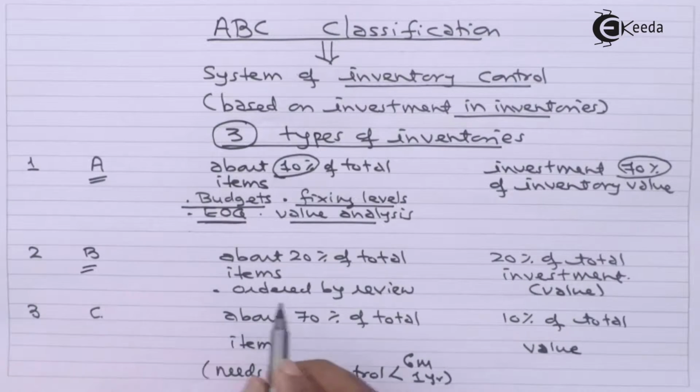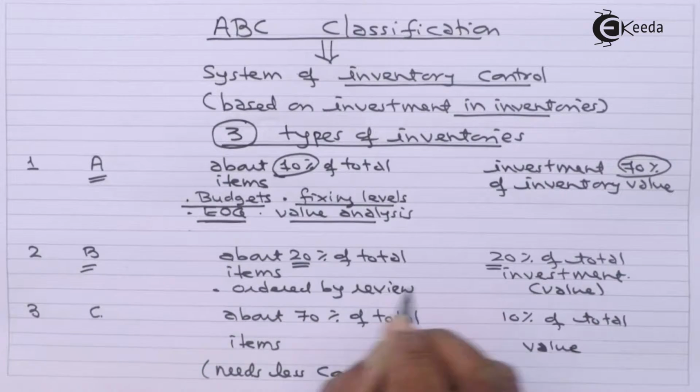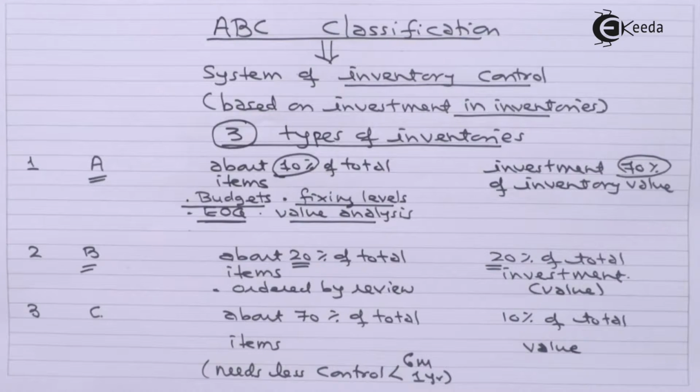B category means about 20% of total items and investment required is also about 20%. So they are less in numbers as well as investment is also less. These are ordered by the management by taking review from time to time. How much is the requirement? Accordingly, orders are placed.